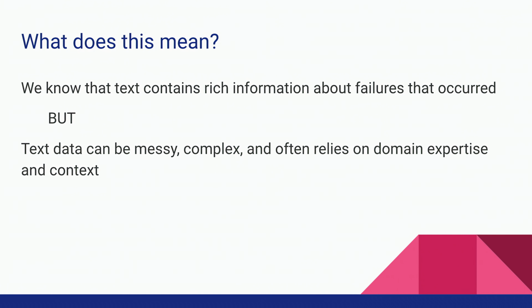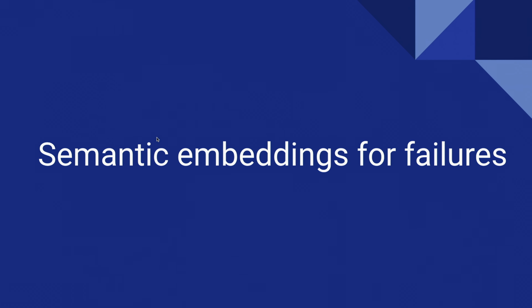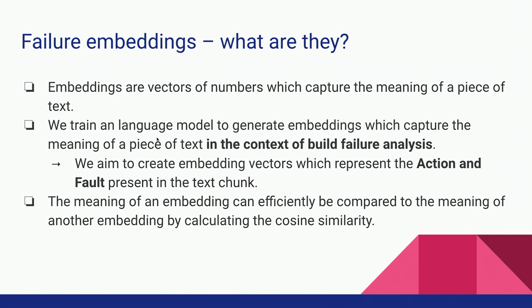So this is where we ended up. We know that text contains the information that we want. It's very rich, but it's very messy and it's complex. And in a lot of cases, in our context, it relies on some domain expertise. So how do we tackle that? Semantic embeddings for failures. That's what we landed on.